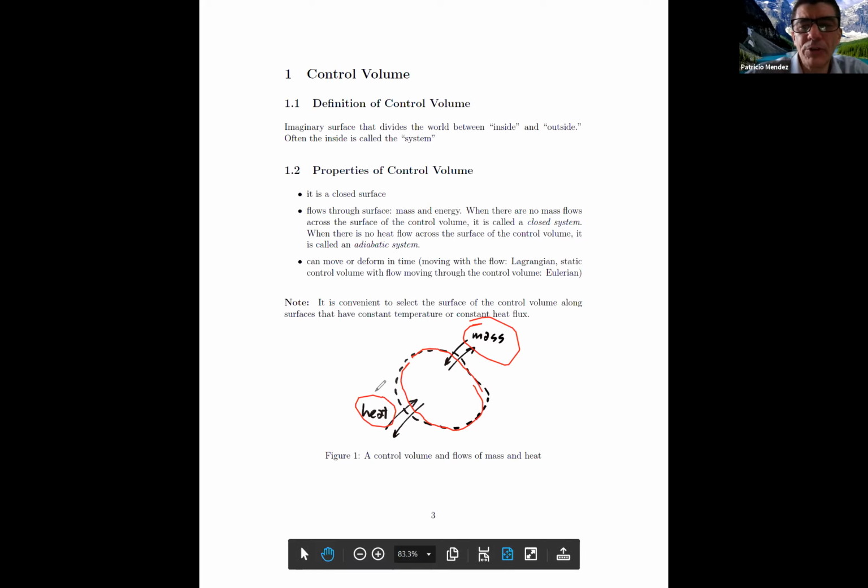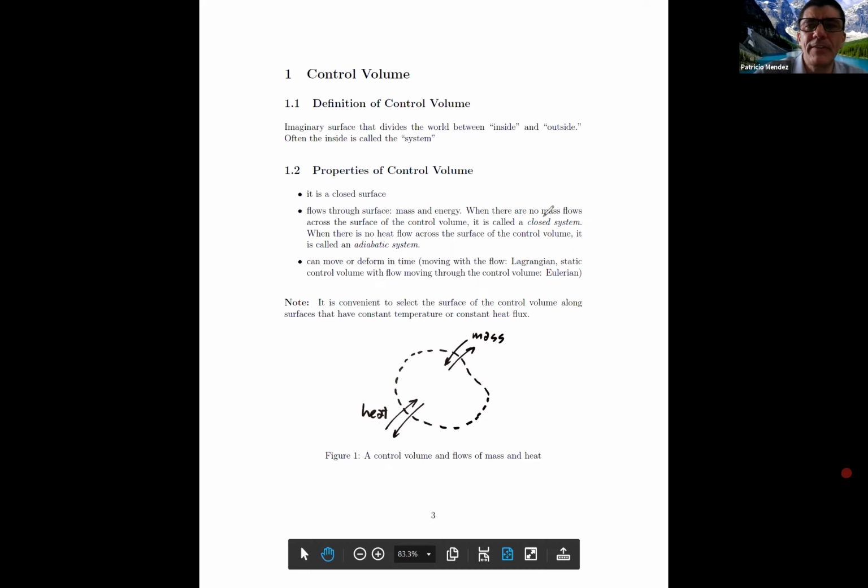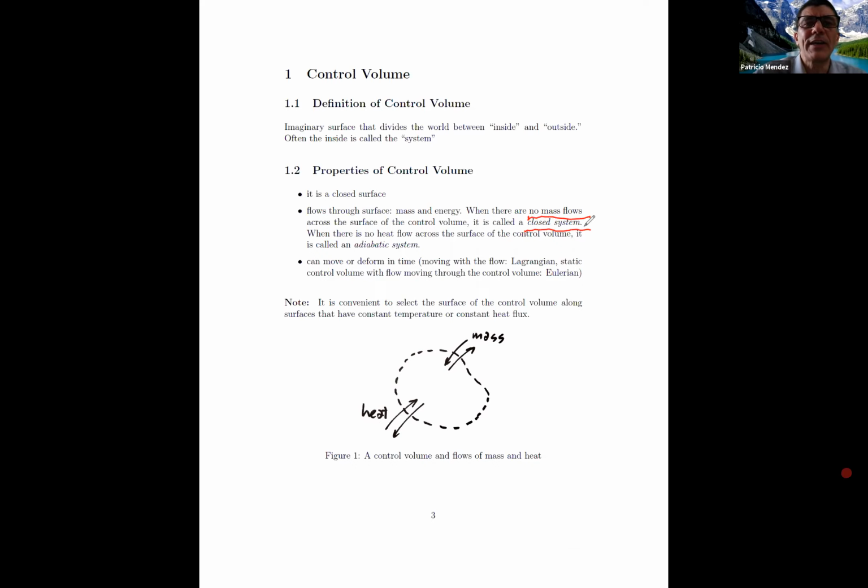And this is all we do, because by defining this control volume, it's a little bit like a bank account into which things come in and some things come out. And we can ask, how much mass do we have? How much energy do we have? When there are no mass flows through the surface, this is a closed system. When there is no heat flow, it is what we call an adiabatic system. You already heard these words before, but this is the definition.